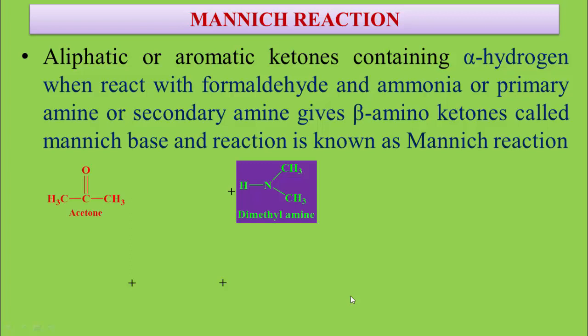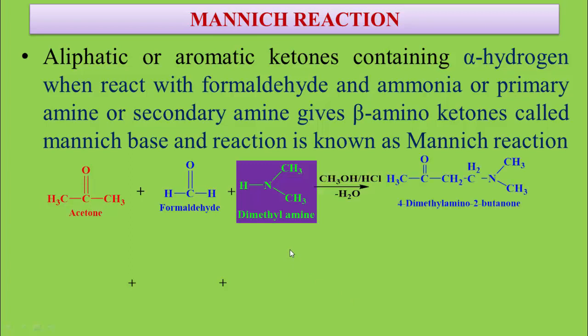For example, acetone, when heated with formaldehyde along with dimethylamine under acidic conditions, there is the elimination of a water molecule and it produces the product. In this reaction, there is the formation of 4-dimethylamino 2-butanone. This product is known as the Mannich base, and therefore this reaction is known as the Mannich reaction.